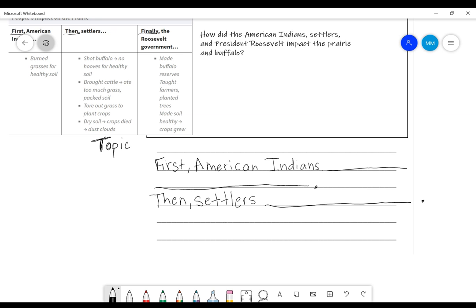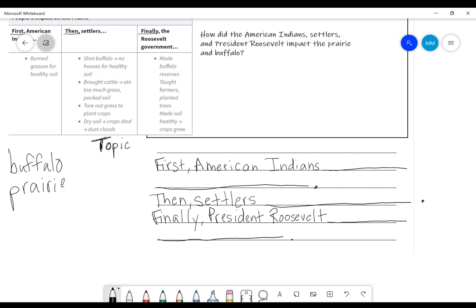And then your third piece of evidence. So finally, who was the person that had a positive impact at the end of our book? President Roosevelt. So there's that topic specific word. President Roosevelt, blank. How did he impact the prairie? Make sure that you're using words like buffalo, prairie, grass, because we talked about the prairie grass. Make sure to talk about the soil. Use those topic specific words.